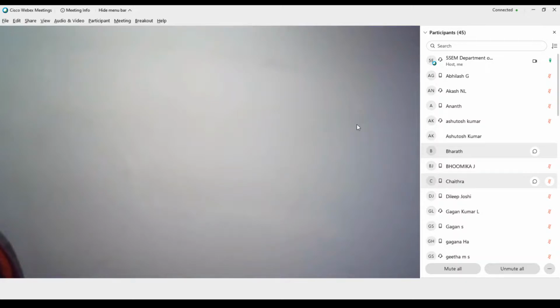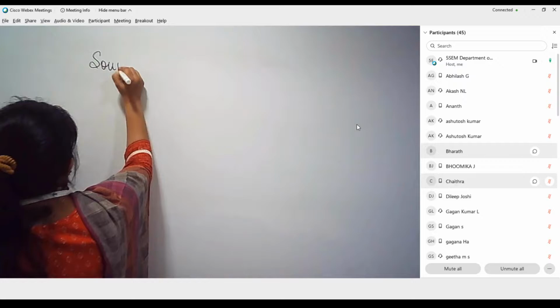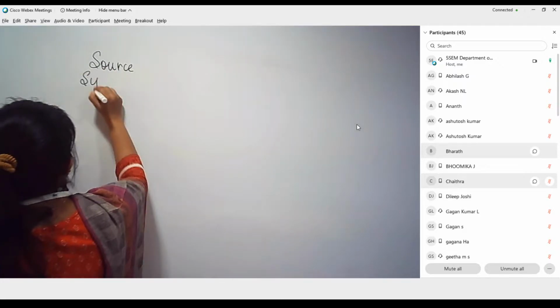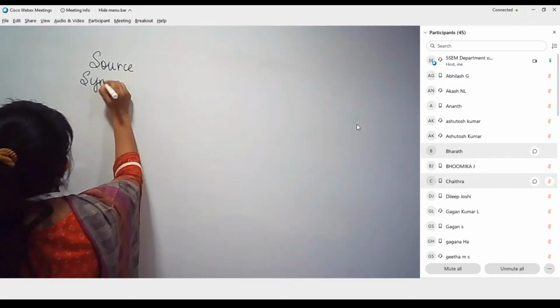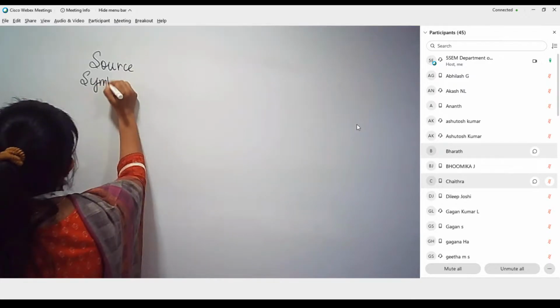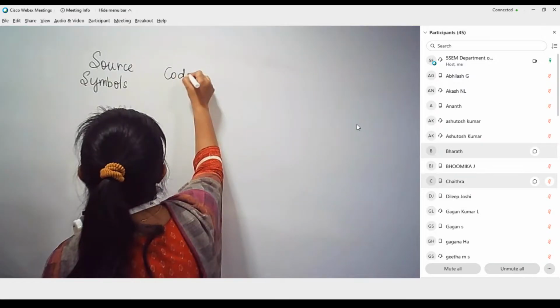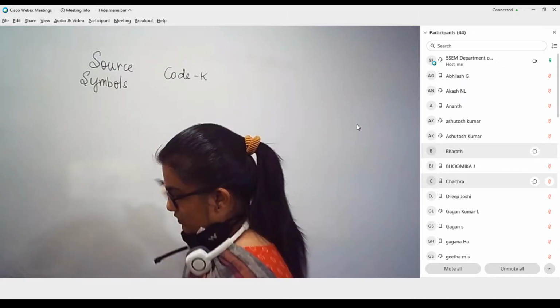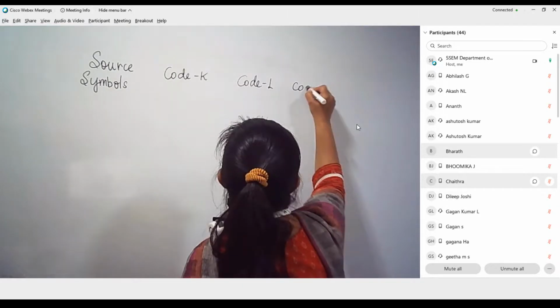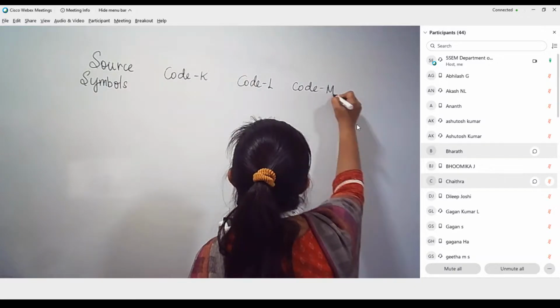Now I am going to write the source code and source symbols and their codes. Ma'am, decision after what, ma'am? Decision trees. Construct their individual decision trees. Tree, T-R-E-E. Code K, code L, code M, code N.